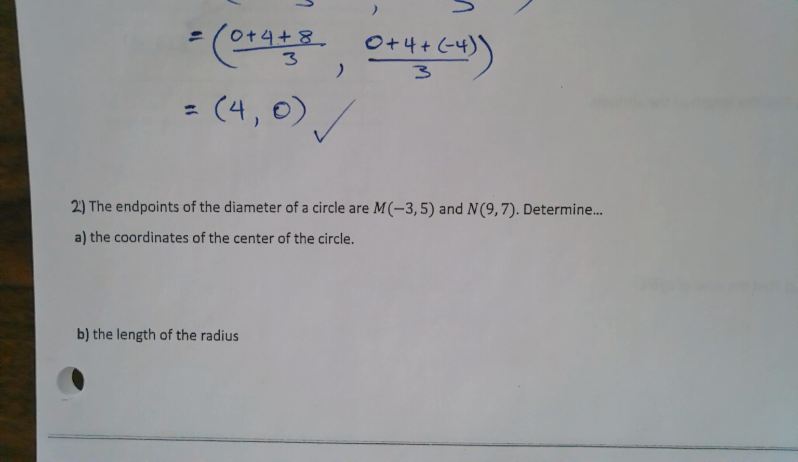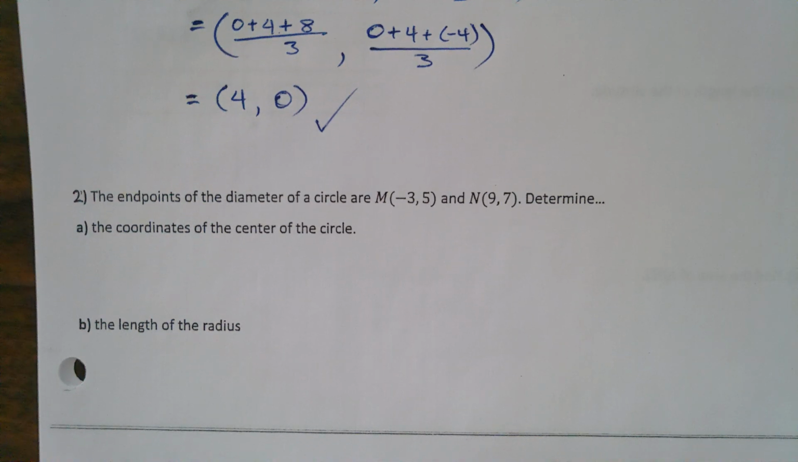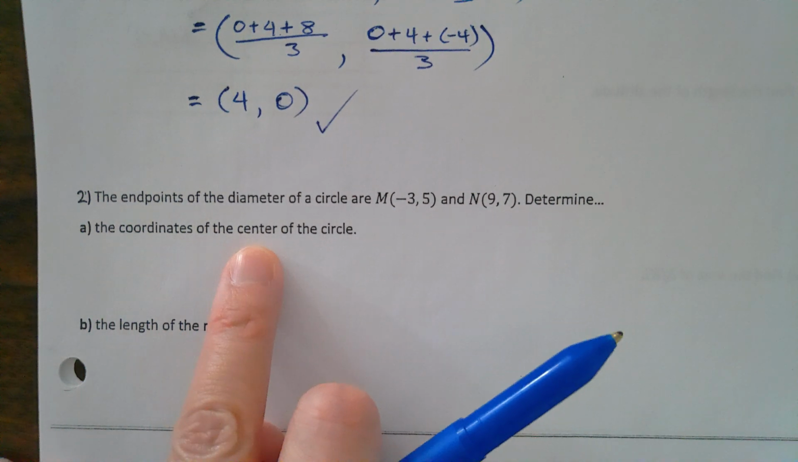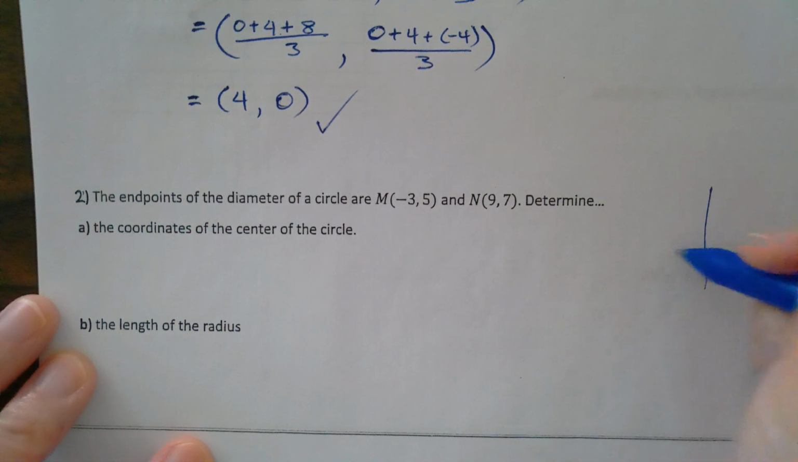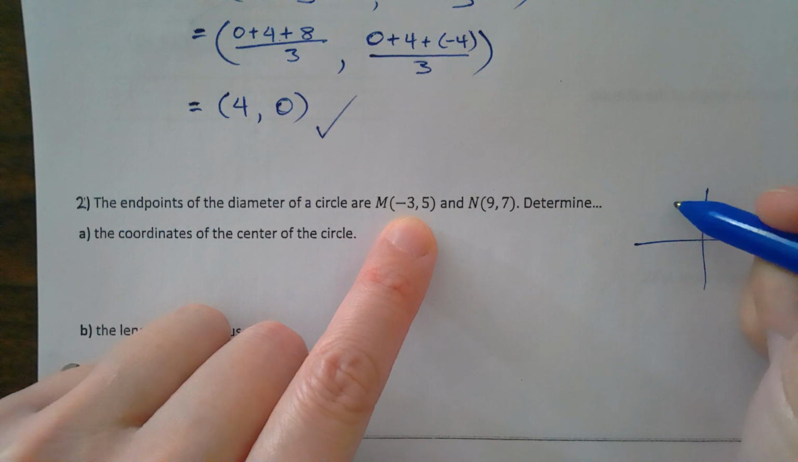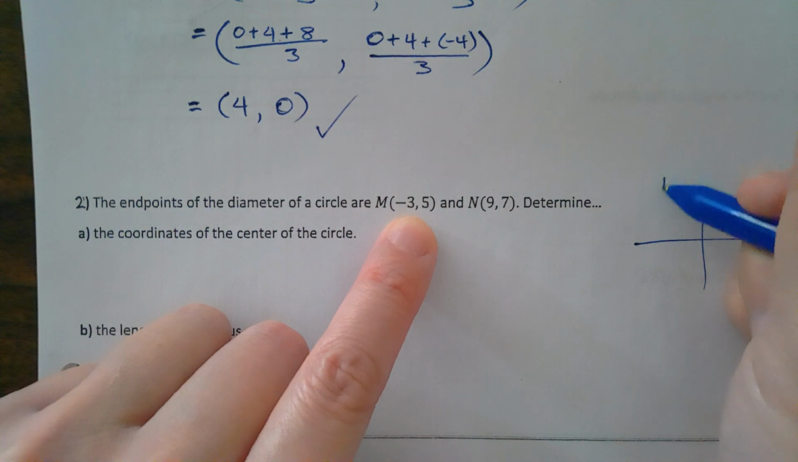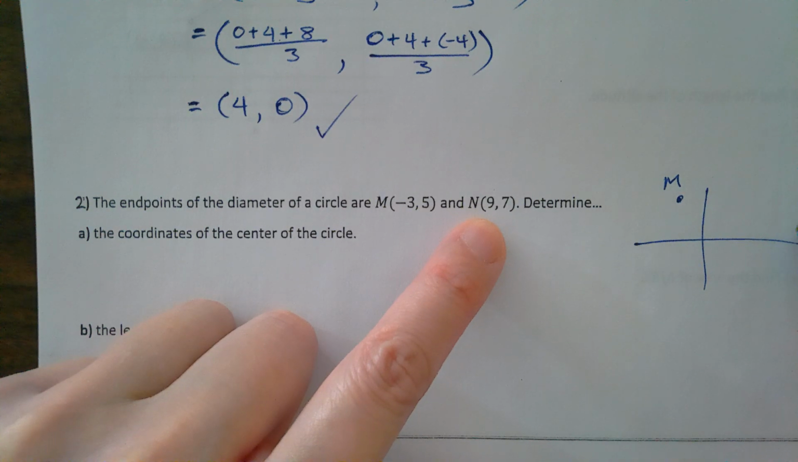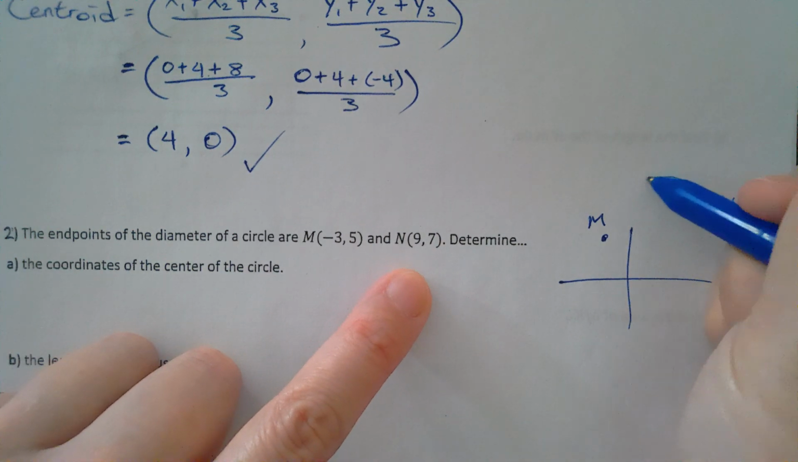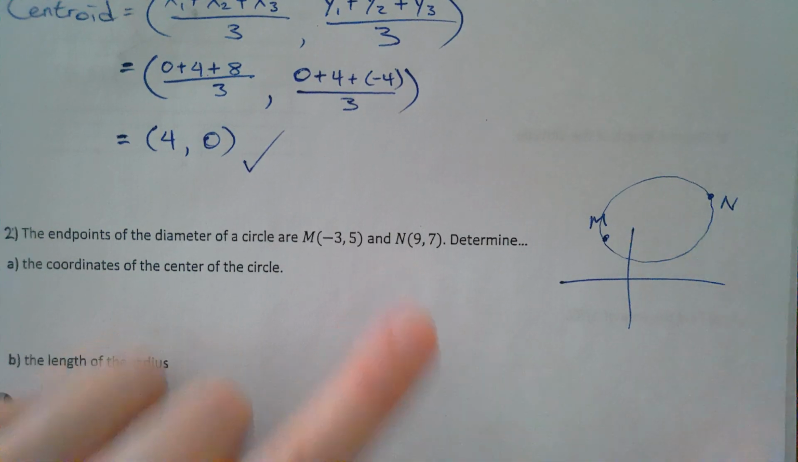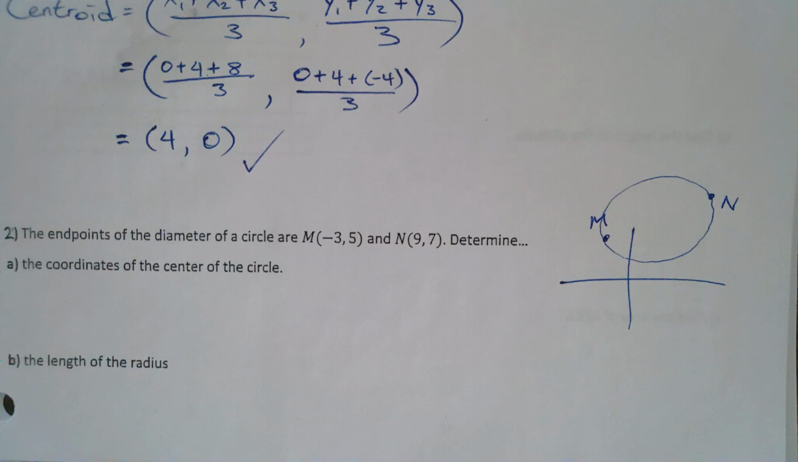Okay, the endpoints of the circle are these two. Determine the coordinates of the center of the circle. So let me just do a quick little sketch here. -3 and 5, that's M. 9 and 7, right, that's N. Okay, my circle looks something like this. I want to find the center of the circle. How do I do that? What is it implying I should do?